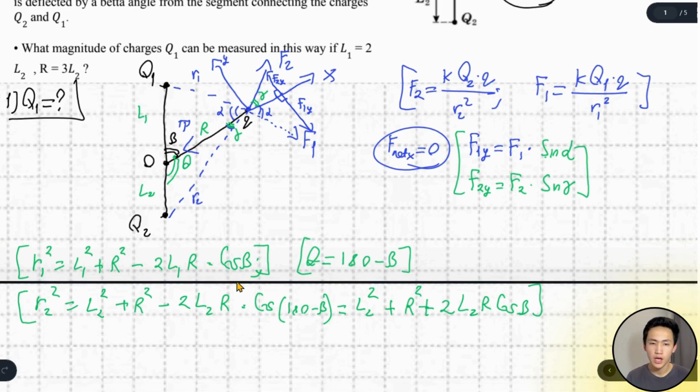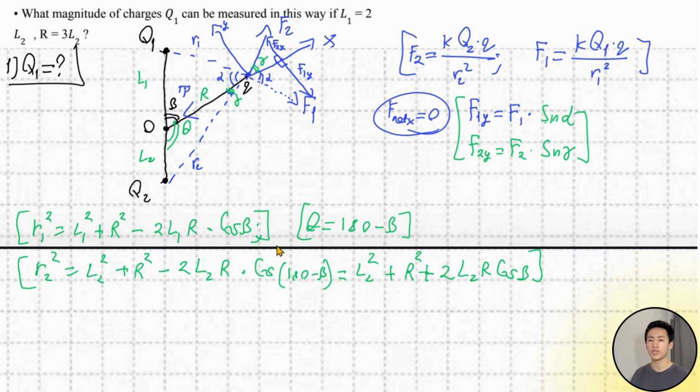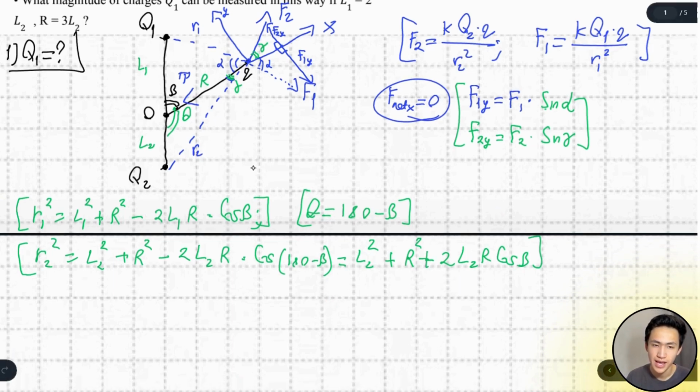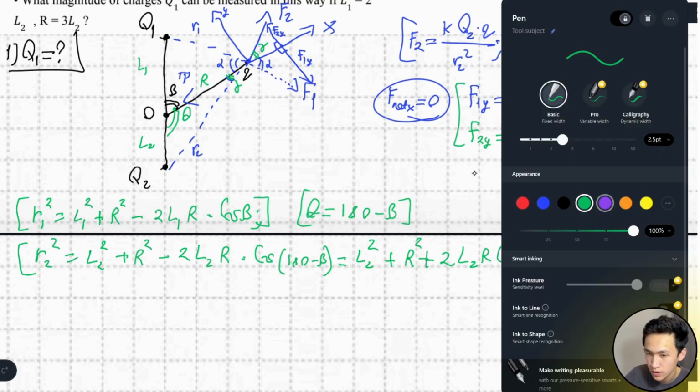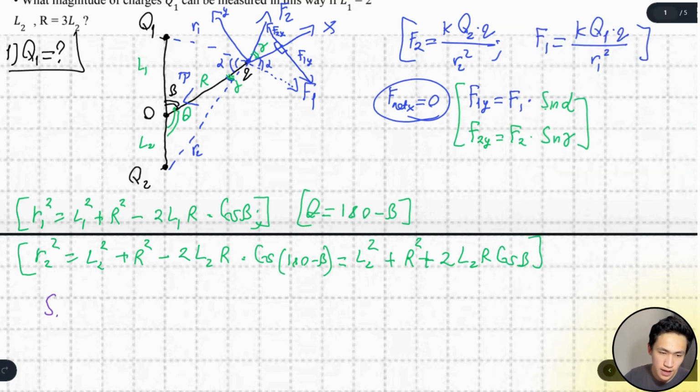Now we need to find sine alpha and sine gamma. How can we find them? According to the sine theorem, from geometry, let me change the color to purple. Sine alpha over the opposite side L1 equals sine beta over the opposite side R1.